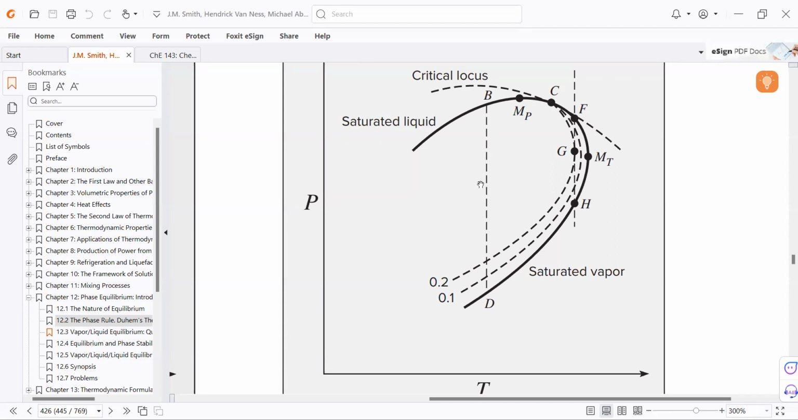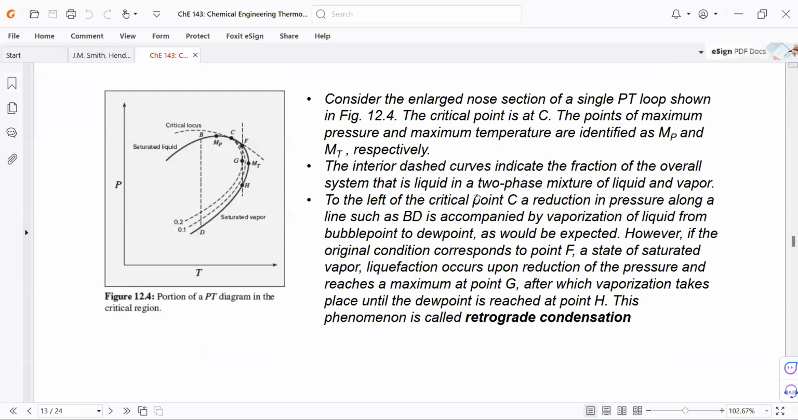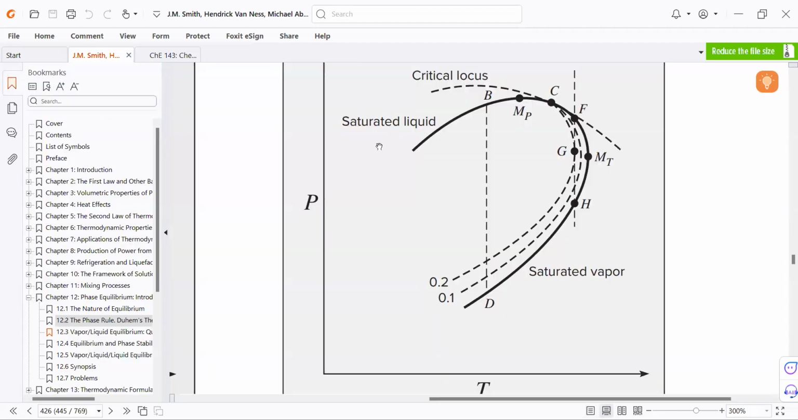So we expect that vaporization occurs, right? As we reduce the pressure, vaporization occurs. This is accompanied by vaporization of liquid from bubble point to dew point, as would be expected. So that is our expectation from the saturated liquid to D. It vaporizes to a saturated vapor.